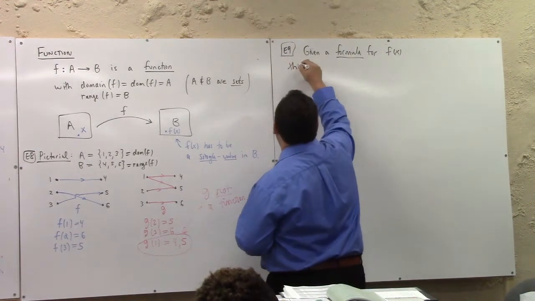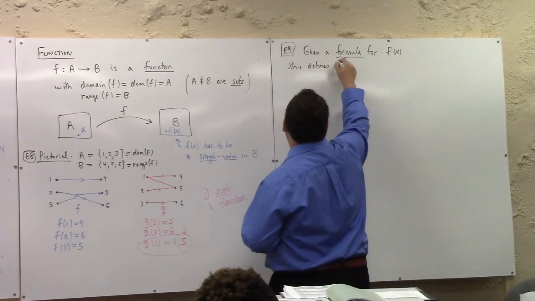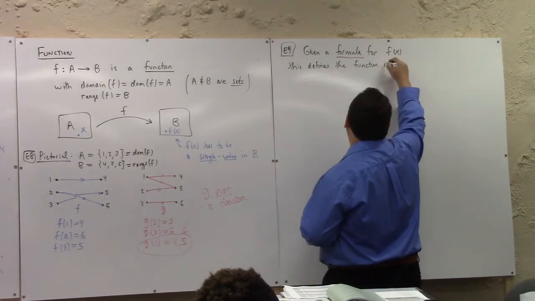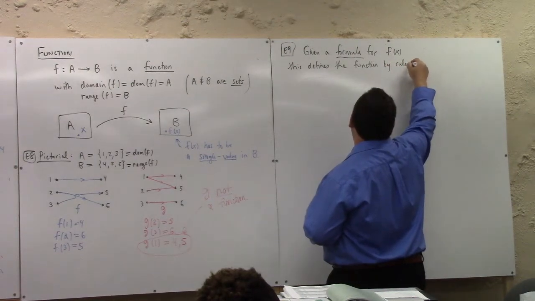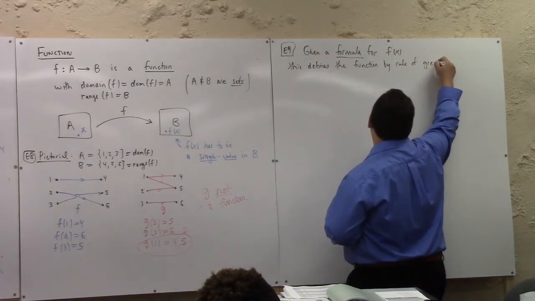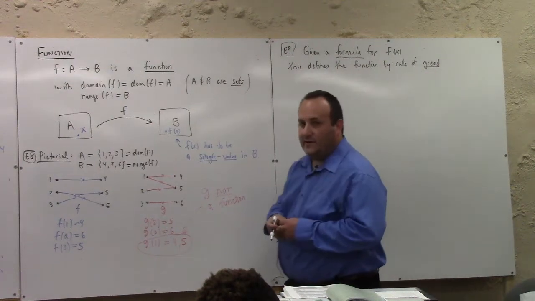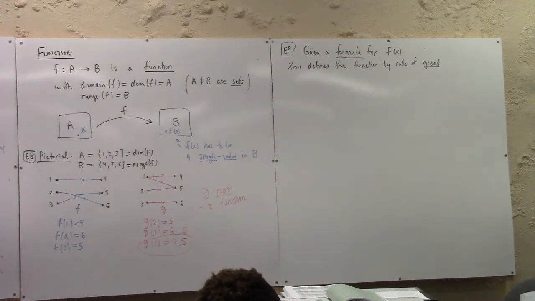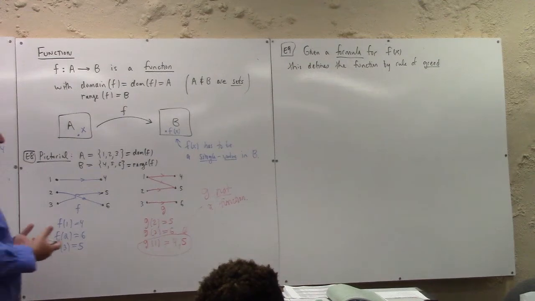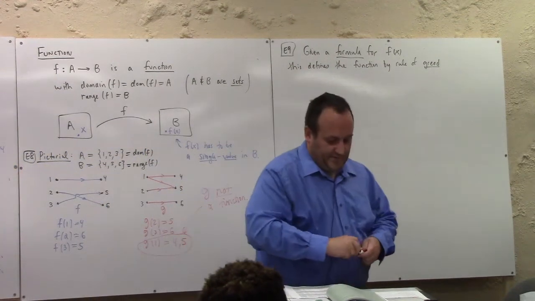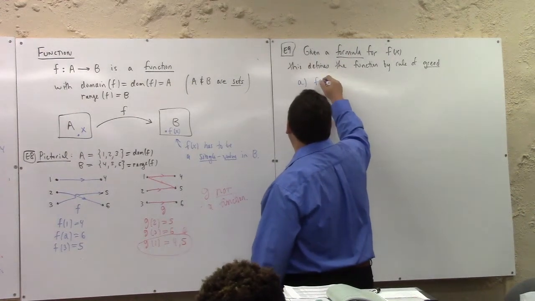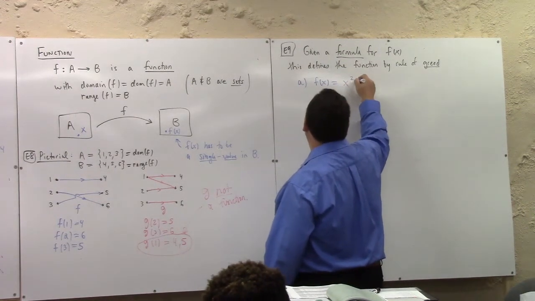This defines the function by rule of greed. And by greed, I mean we always make the convention that if you define a function by a formula, you make the domain as large as you possibly can. So I'm going to give a few examples here. Like here's a starting one, f of x equals x squared plus 3.